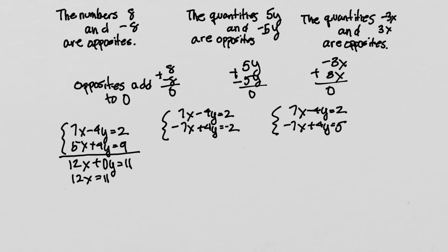And we can solve this. We got one equation, one variable. We can solve that by dividing by 12. We'll get x equals 11 over 12.